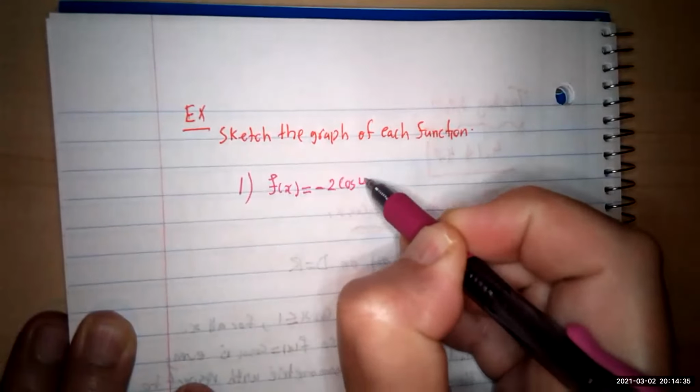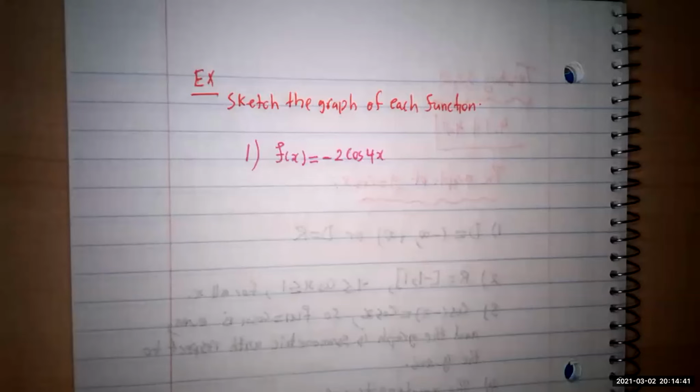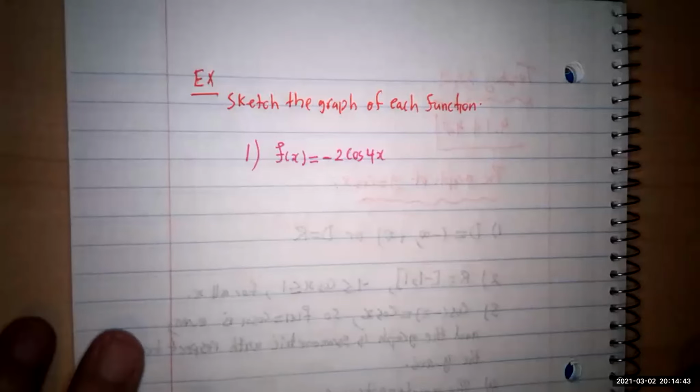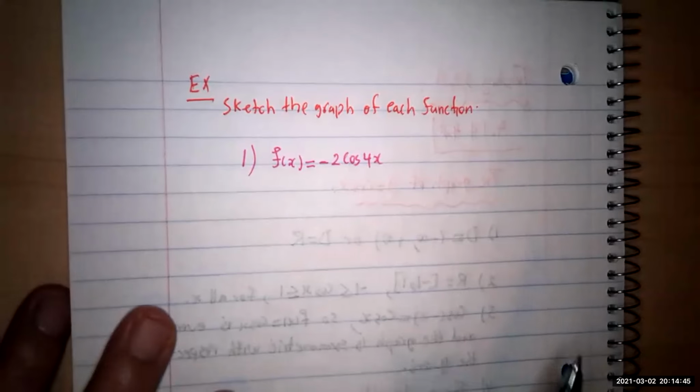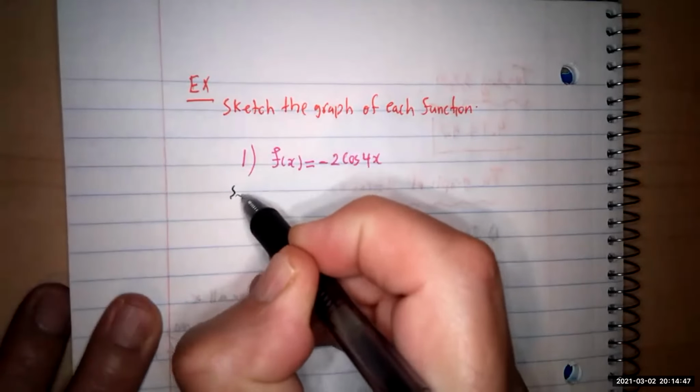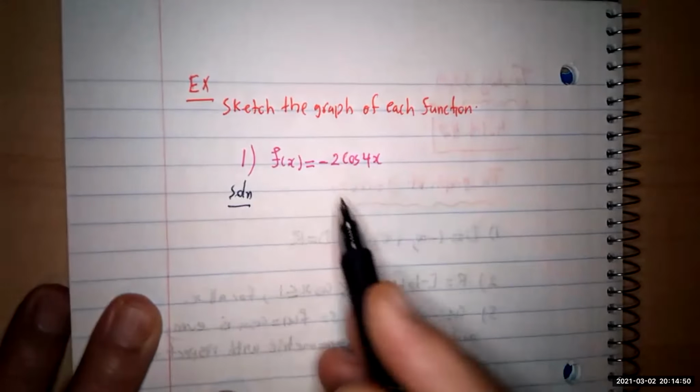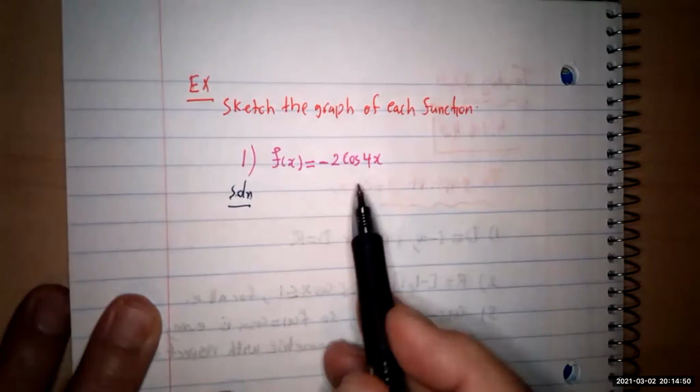You want to try this one? It's a cosine function, okay? So identify the period of your function. Solution. You see this b is equal to 4. So the period of your function is going to be 2 pi over b, which is going to be 2 pi over 4. We simplify it. That gives us pi half.